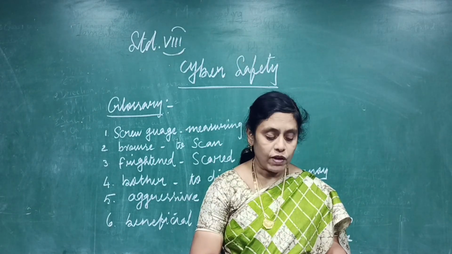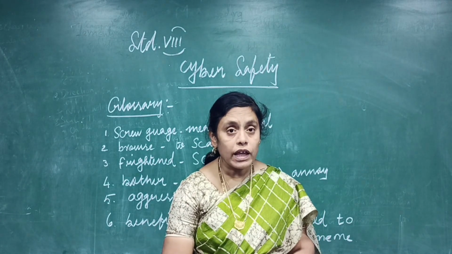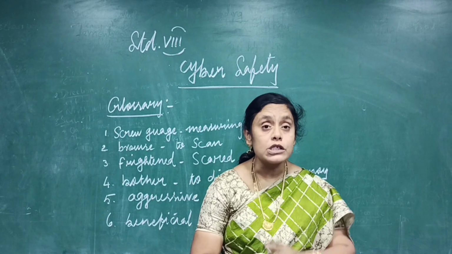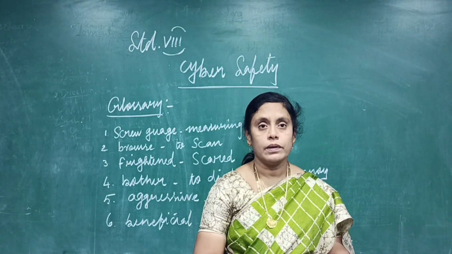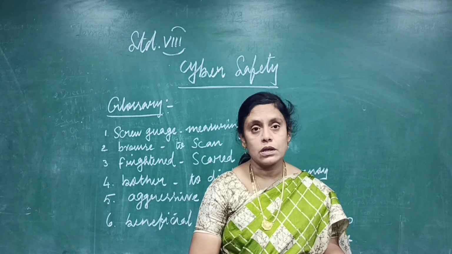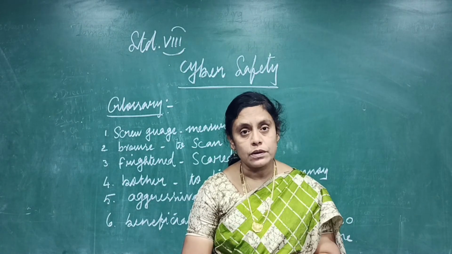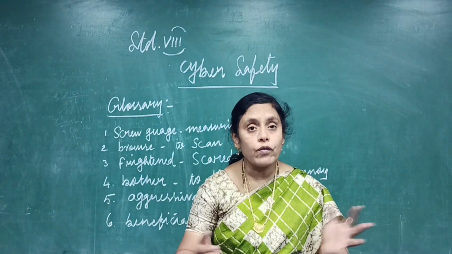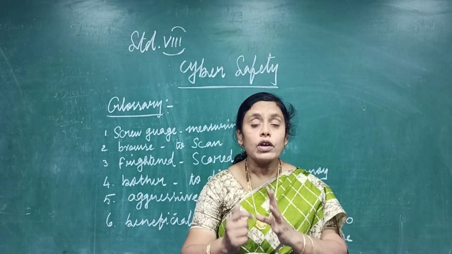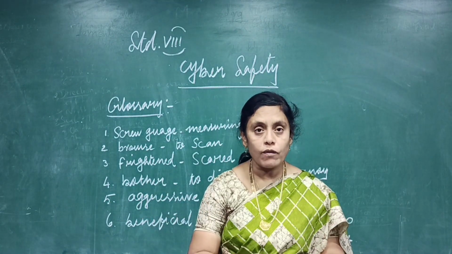Now in this lesson, there is one important proverb: too much of anything is good for nothing. What you have to use, you must use. What you should not use, you should avoid. You should not take everything, both bad and good. You have to take the good and avoid the bad. This is the proverb.